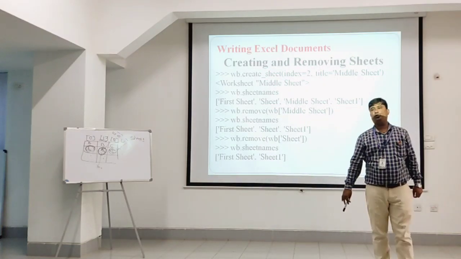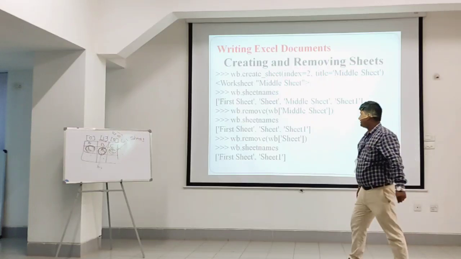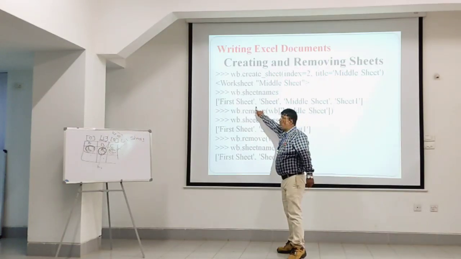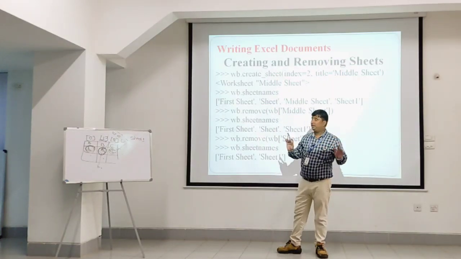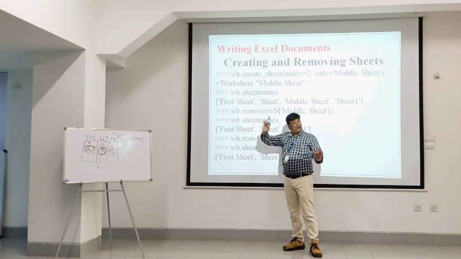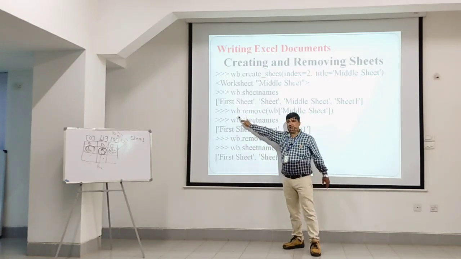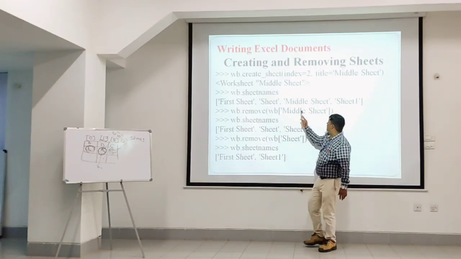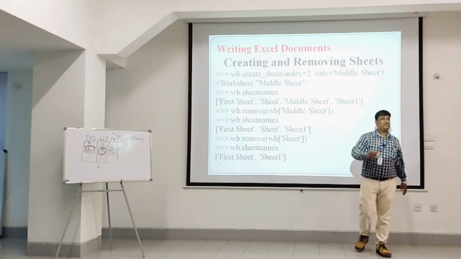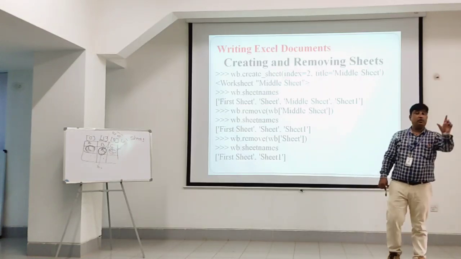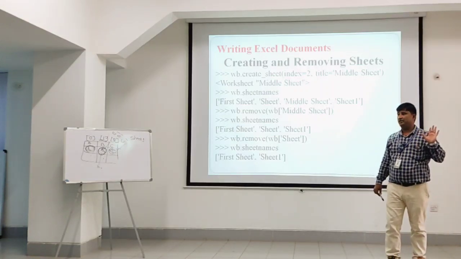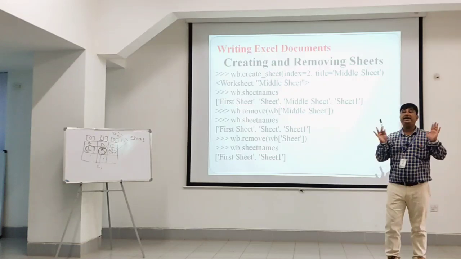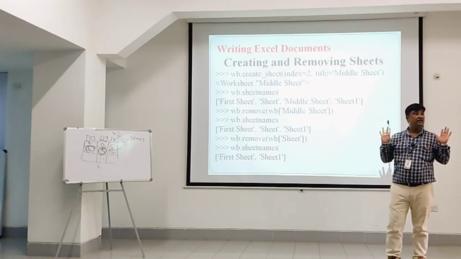Index is equal to 2. Clear? Next. So till now I am creating sheets. Now next one: removing sheets. What exactly am I passing? wb.remove, and the sheet name. What is the middle sheet? It is a sheet name.